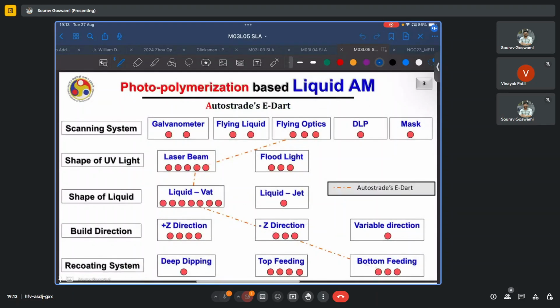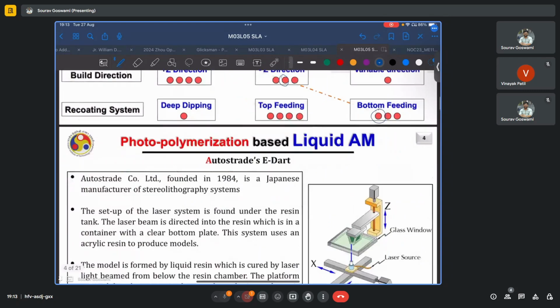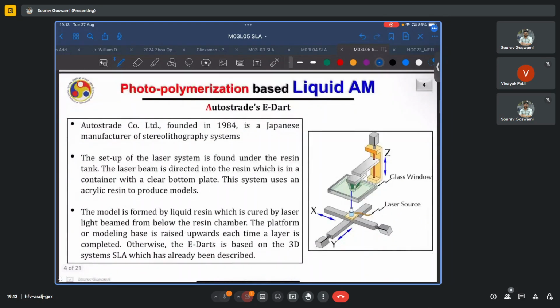Now, Autostrad's EDART is based on flying optics using a laser beam and a liquid vat to build parts along the negative Z direction using bottom feeding. Of course, since the build is along negative Z, it should have bottom feeding. It's a Japanese technology, and the setup is illustrated here. So in this case, rather than moving the vat of liquid, we are moving the optics itself. The optics, in this case the laser source, is mounted on this X and Y stage and can move to cover or illuminate the entire region of interest.